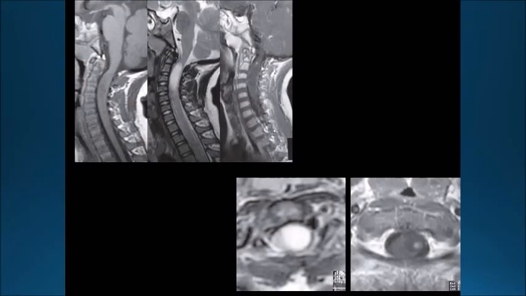Here you can see the upper cervical spine lesion. They are extensive and large lesions. They are completely intramedullary and they can have a cystic component as well. They are difficult to differentiate from the normal spinal architecture.